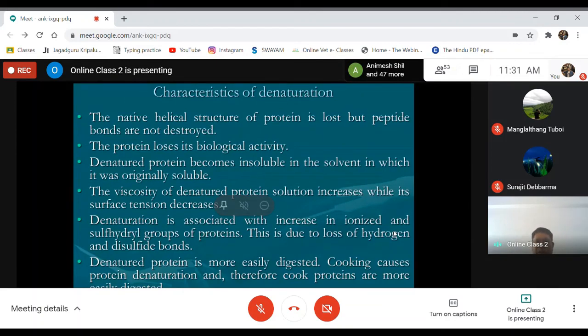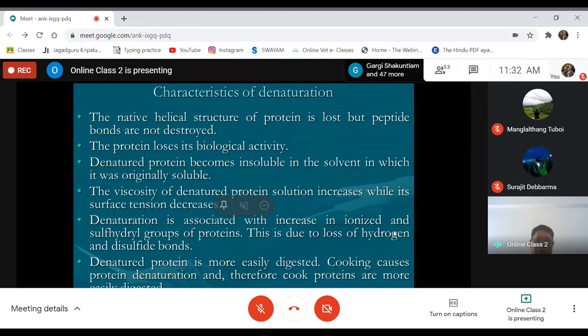It is in the fibrous form, so it is easy for the enzymes to attack the peptide bond. Because of that, denatured proteins are easily digested. This is the reason why we cook meat, fish, and all that. When it is cooked, the proteins will be denatured, so it is easily digested by the enzymes present in our system. So cooking causes protein denaturation, and therefore cooked proteins are more easily digested.